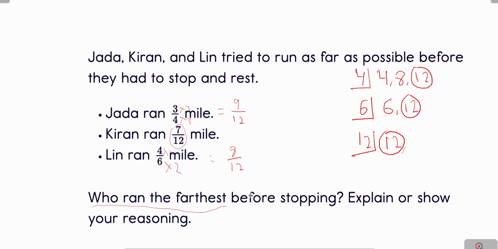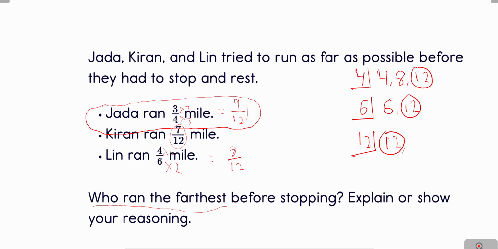So who ran the farthest before stopping? I've noticed as I'm comparing these 12ths that here we have 9/12, here we have 7/12, and here we have 8/12. And which is the bigger numerator here? Well, 9. So Jada ran the farthest. Okay. Who ran the farthest before stopping? Explain or show your reasoning.